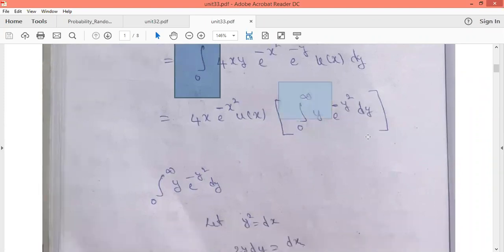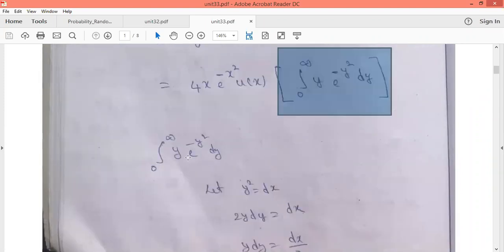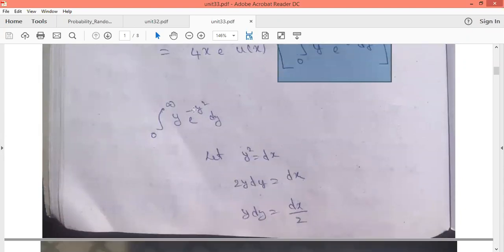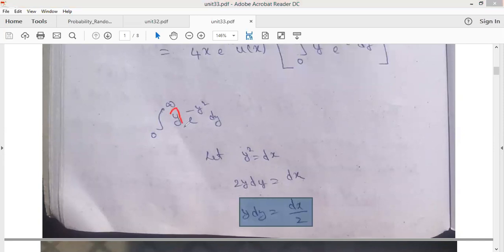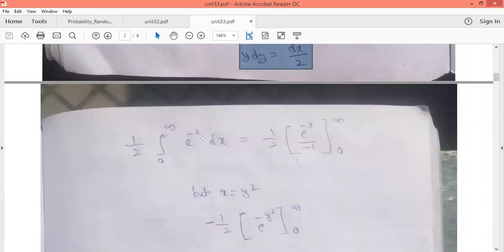Now do this integration: 0 to infinity of y e^{-y²} dy. Here we consider y² equal to t, so 2y dy is equal to dt, so y dy will be dt by 2. And y² we replace with t. So the integral will become the integral from 0 to infinity of e^{-t} dt.